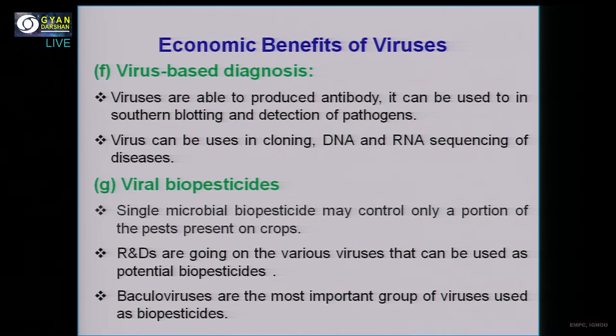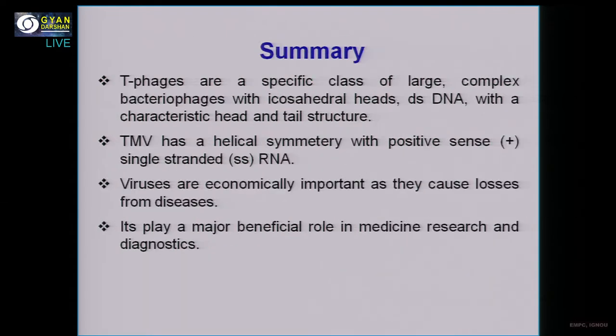A single microbial biopesticide may control only a portion of the pests present on the crop. So R&D is going on into various viruses that can be used as potential biopesticides. Baculoviruses are the most important group of viruses used as biopesticides.